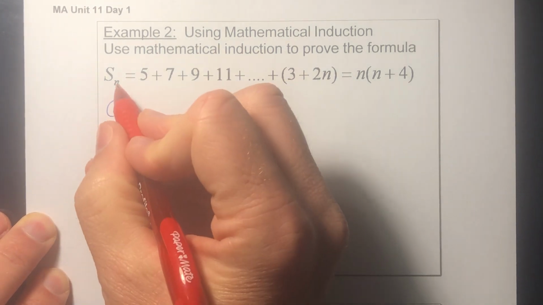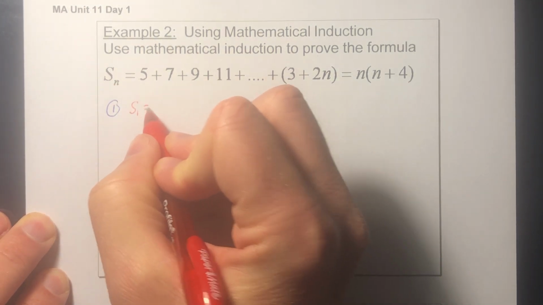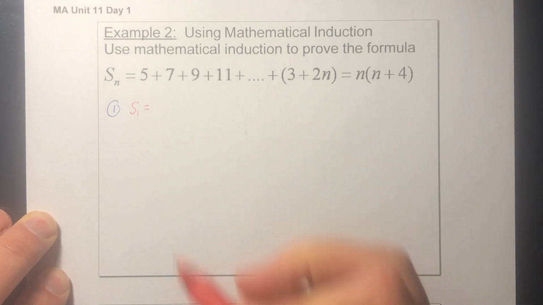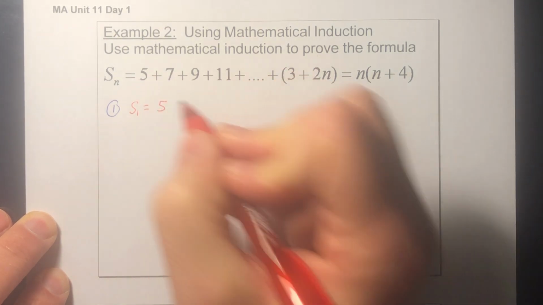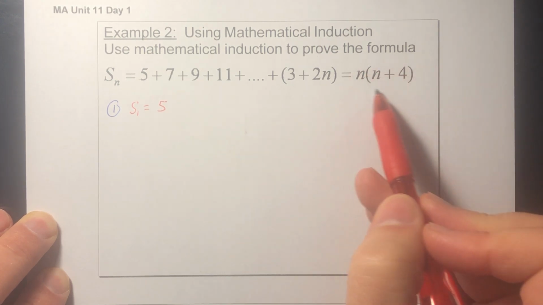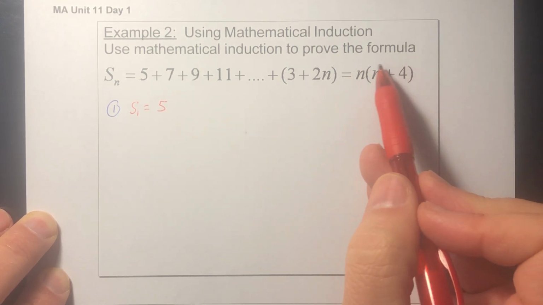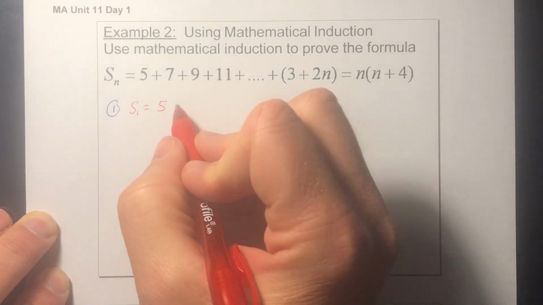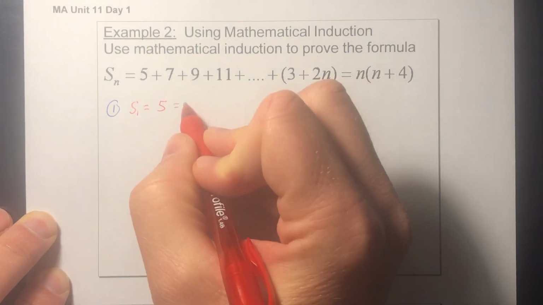So for that first term, n is going to be 1. So the sum of one term. Well, the first term is 5. Okay, so now we're going to go here to the end, and I'm going to replace that n with 1 since we're concentrating on the first term. So replace each n with 1.